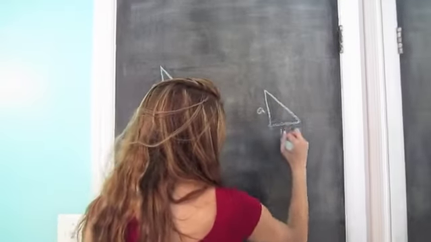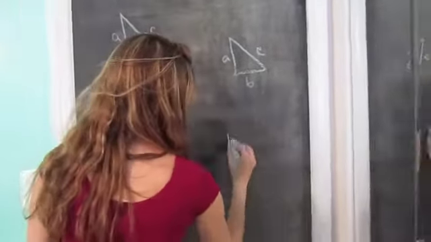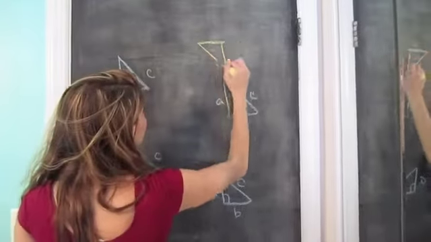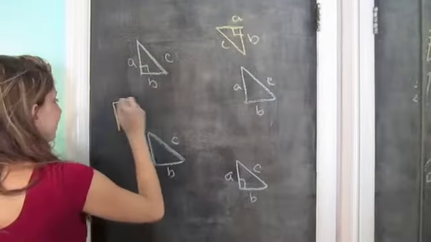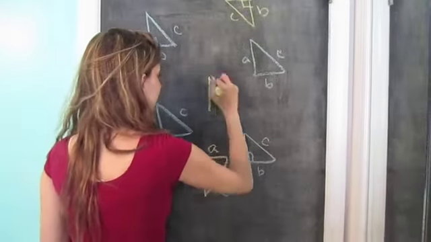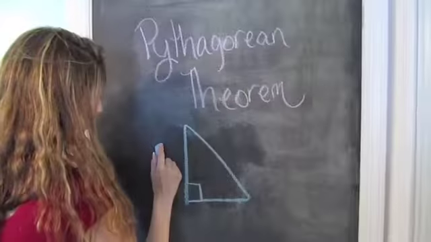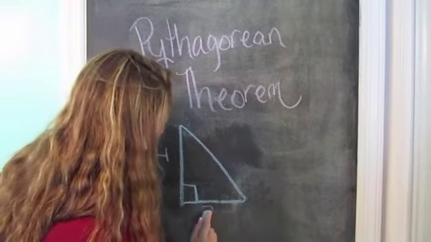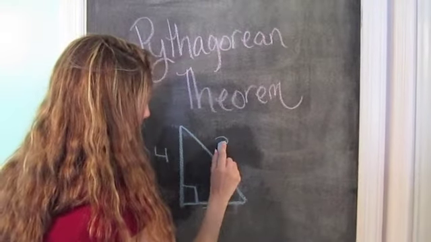The legs, or shorter sides of the triangle, are always labeled A and B, and no matter how big or how small the triangle is, C, the longest side, will always be opposite the right angle. If you know the two sides of a right triangle, you can always figure out the third side using the Pythagorean theorem.